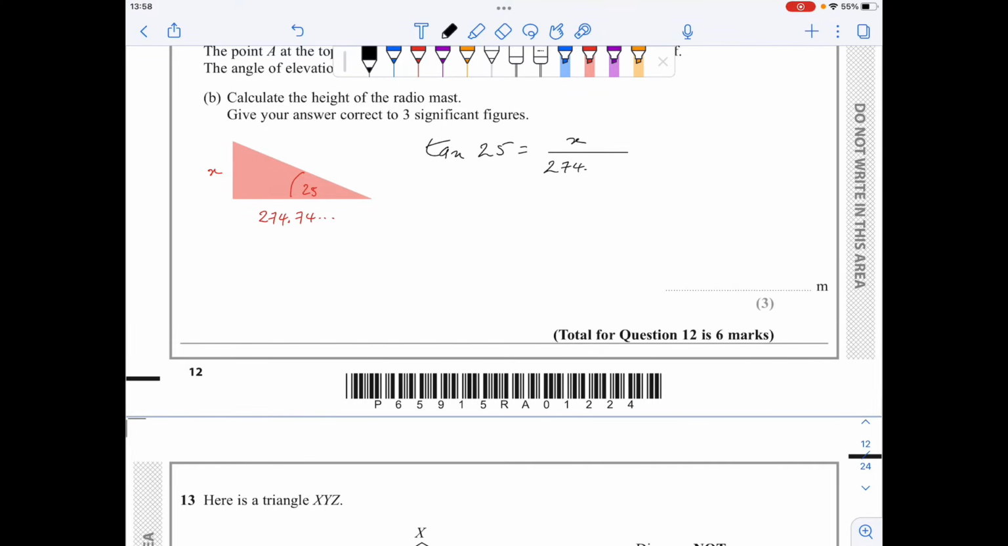Now I have this stored in the calculator. It's the last calculation I did. So x equals this number times tan of 25. X comes out to be 128.11 and so on. So the height is 128.11 and so on, minus 100, and this will give me 28.1 meters, and that's the height of the radio mast.